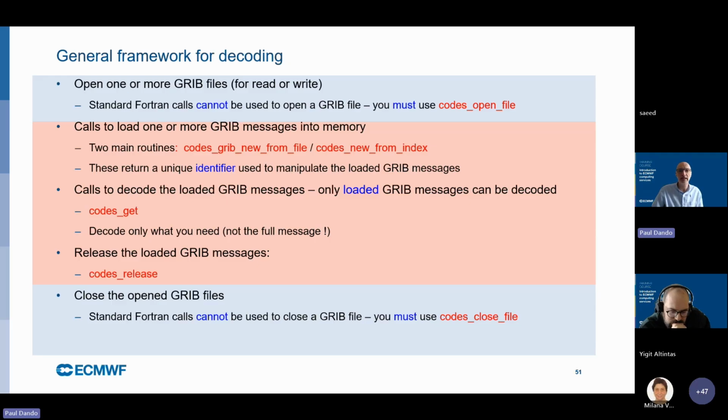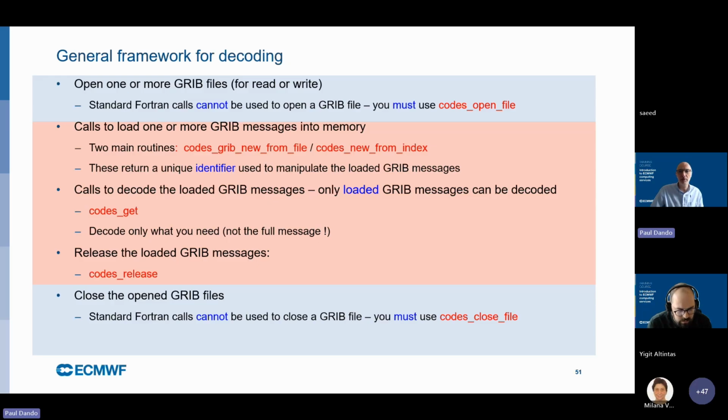And then when you've finished with the message and you've got all the information you need from it, you need to actually release the loaded message. That frees the memory. Otherwise, if you keep loading more and more messages, you run out of memory. So you need to release the message. And then when you're done completely, you just close the GRIB files that you've opened. And again, with Python and C, you just use the standard system close function. Or in Fortran, you cannot just use a Fortran close, you must use codes close file.